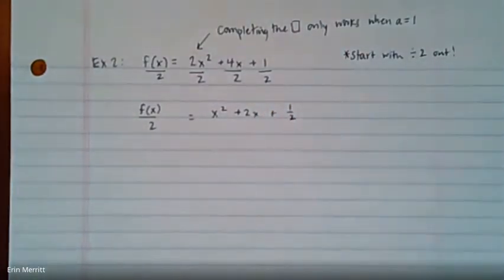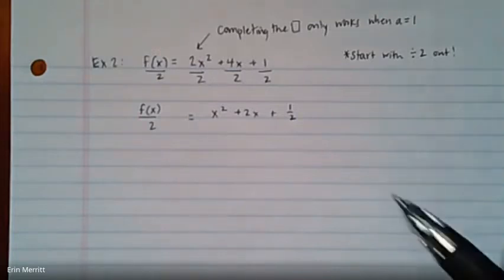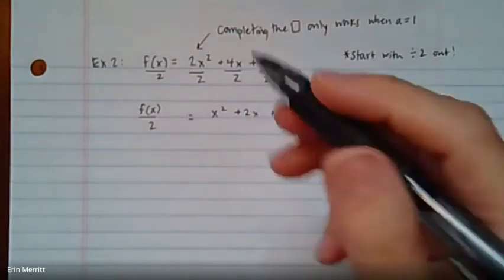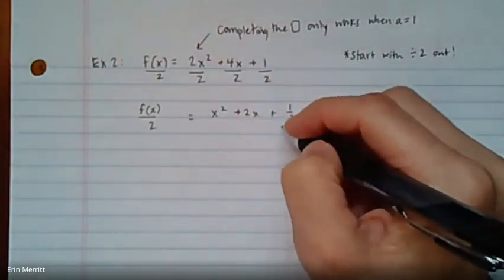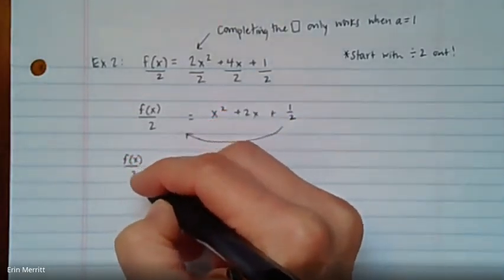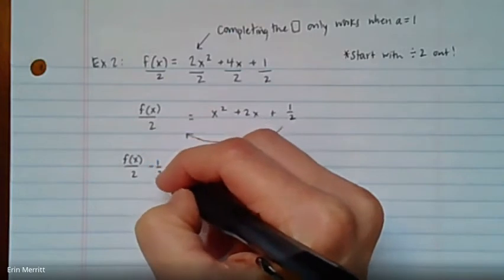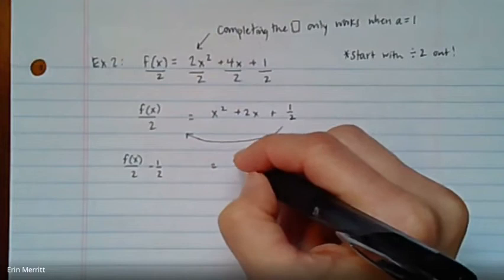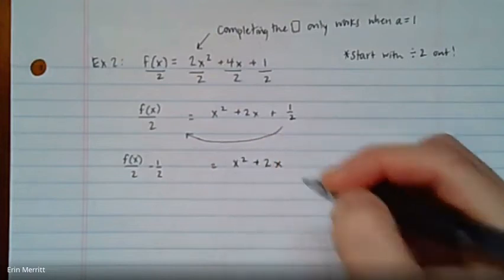Don't be afraid of the fraction. It's perfectly fine. Now we get to run those steps. So step 1 that we wrote down was to move the constant over to the y side. So let's subtract that 1/2 on over. And so you end up with f of x over 2 minus 1/2, and then leave a little space here. And then equals, we got x squared plus 2x.